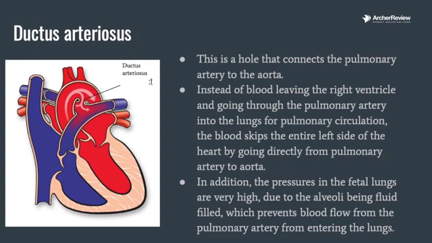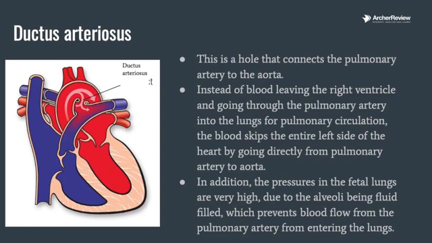Another reason why this works is because there's really high pressures in the fetal lungs. This is due to all the fluid filling up the alveoli, preventing blood flow from the pulmonary artery entering the lungs. Blood is always going to follow the path of least resistance. So when there's really high pressures in pulmonary circulation due to that fluid in the alveoli, the blood isn't going to try to push past that to get into the lungs. It will just take the path of least resistance, which will be through the ductus arteriosus into the aorta and out into systemic circulation. So this is just one of the ways that we bypass pulmonary circulation.